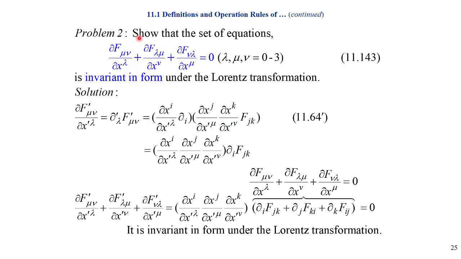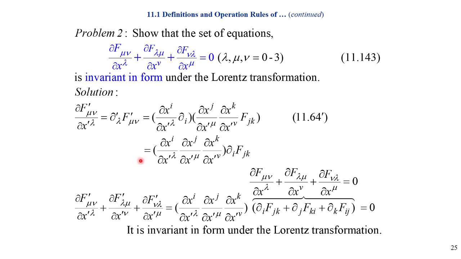Problem 2. Show that this one and its permutations, after the permutation, eventually we got a 0. That's invariant in form. It doesn't change under Lorentz transformation. So if this one is 0, then the prime will be 0. That's invariant in form under Lorentz transformation.